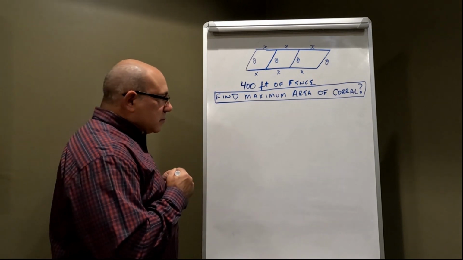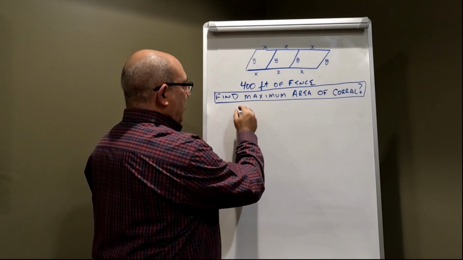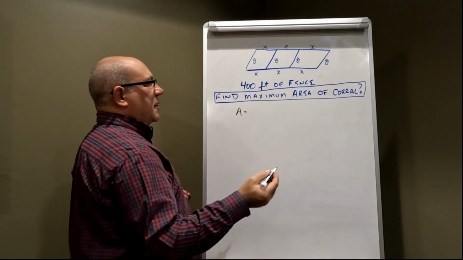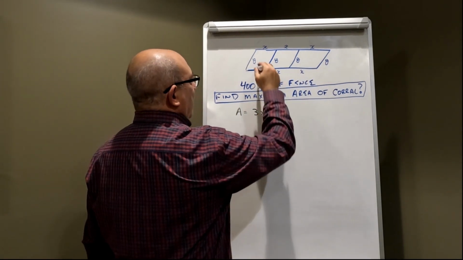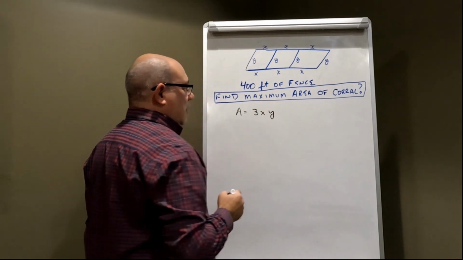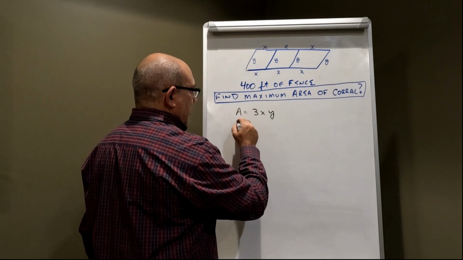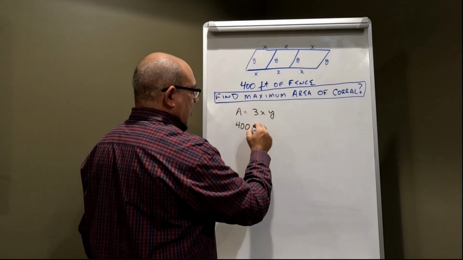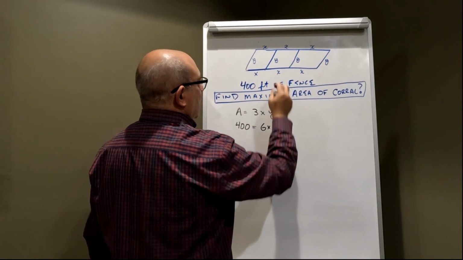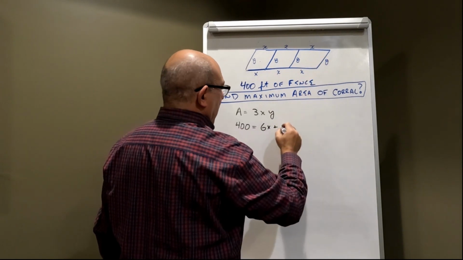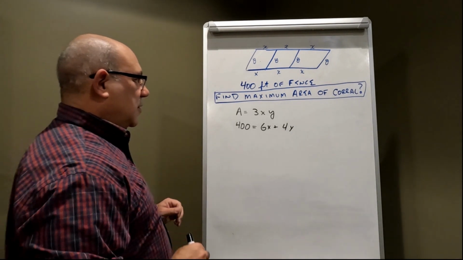Okay? So let's figure out what the area of this will be. The area of a rectangle is the base times the height, and the base is 3x, and then the height is y. So that's going to be our formula for the area. And the formula for the perimeter, which is 400, is going to be 1, 2, 3, 4, 5, 6x plus 1, 2, 3, 4y.